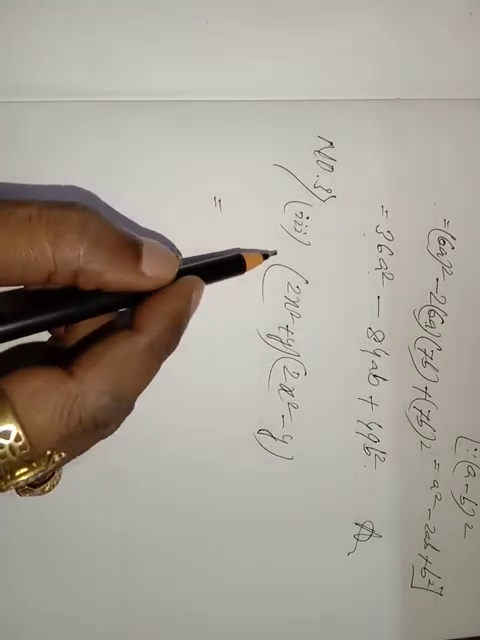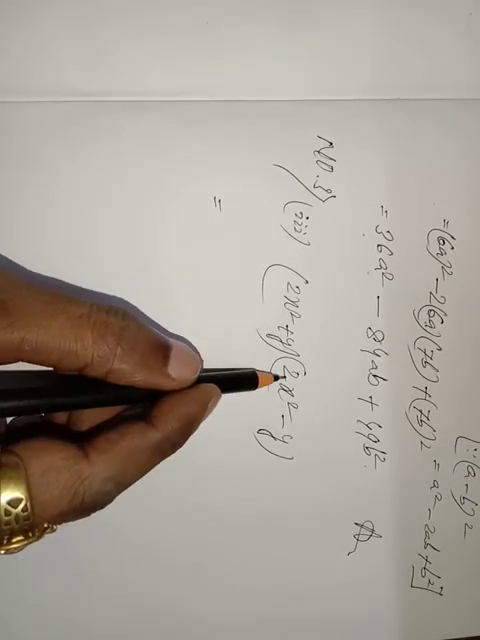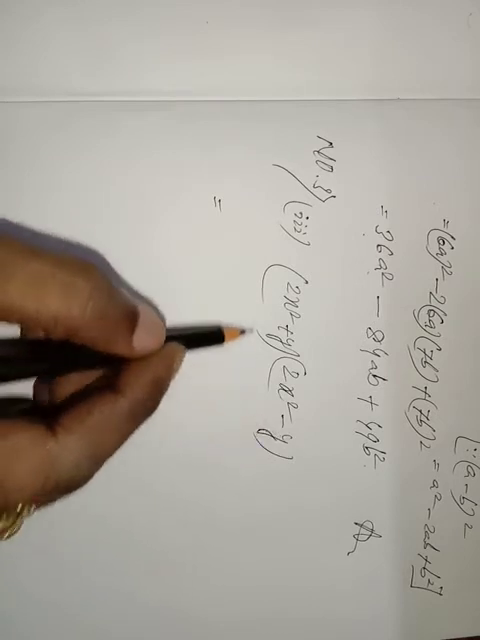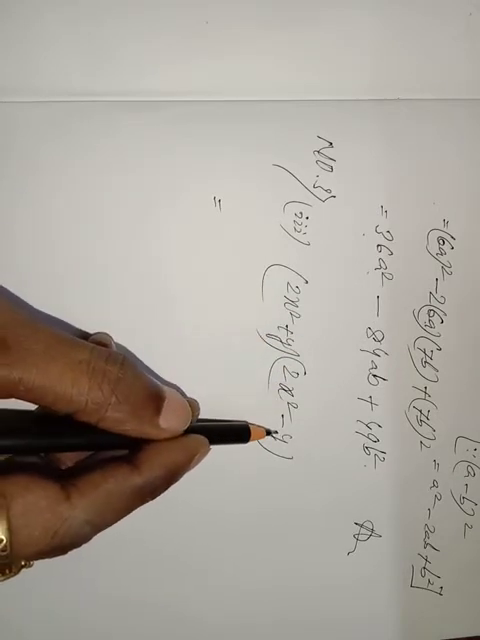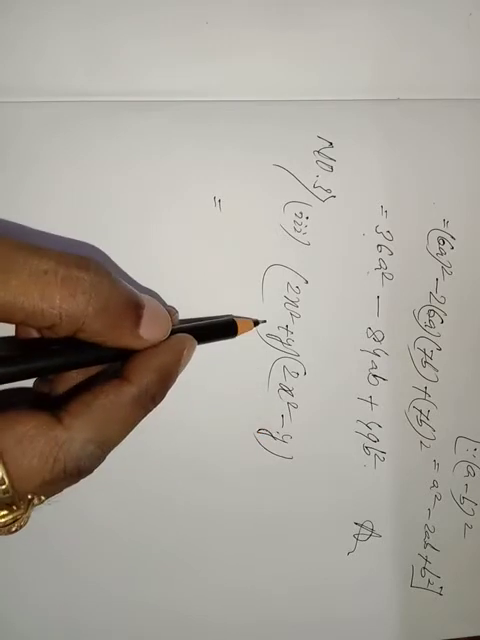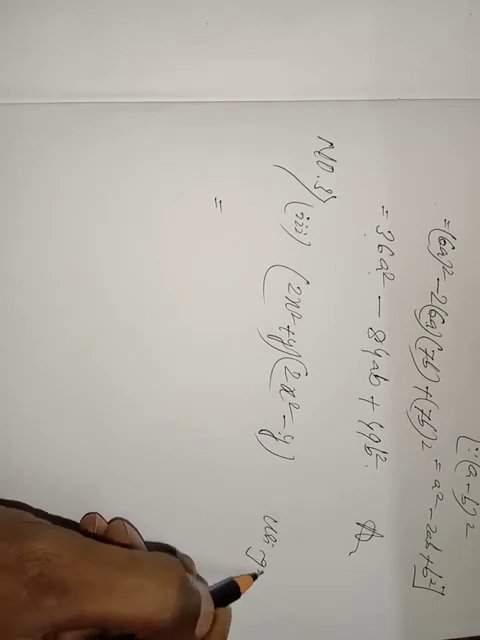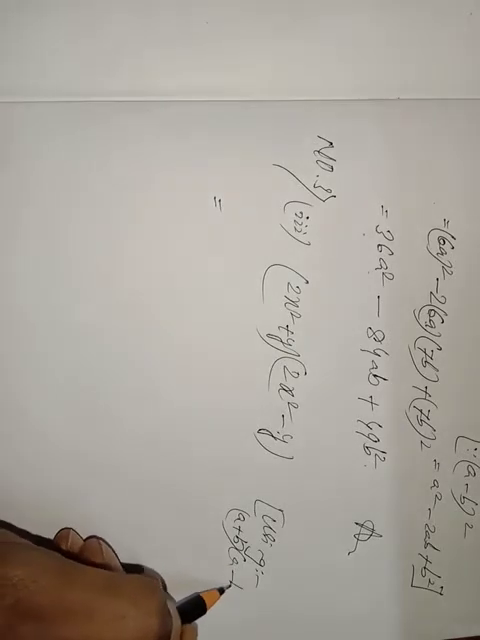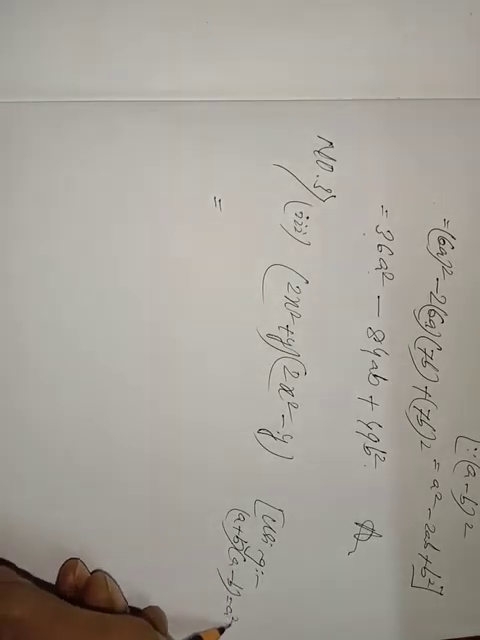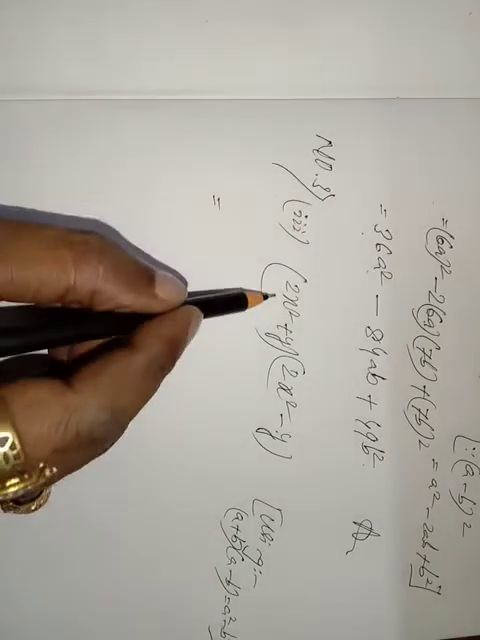See, question number 3, question given is 2x square plus y whole into 2x square minus y. See the pattern of the question, a plus b into a minus b form is given. Means what is that formula? A square minus b square. I am writing the formula here using a plus b into a minus b. What is the result? That is a square minus b square. Using this formula a plus b, a minus b, I will get the result.